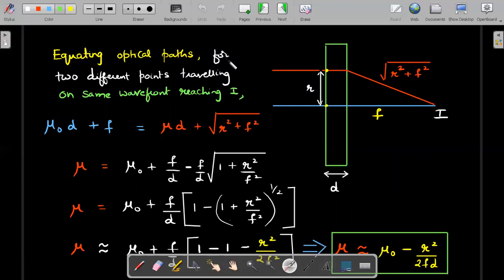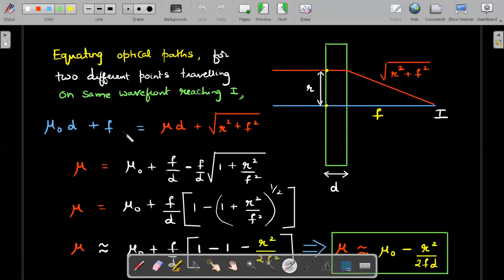So equating optical paths for the two different points traveling on the same wavefront reaching I. So this is one point reaching I, this is another point reaching I. The wavefronts will get tilted like this. Okay, so they actually will get tilted in a curvilinear manner because I have to draw many more in between also.